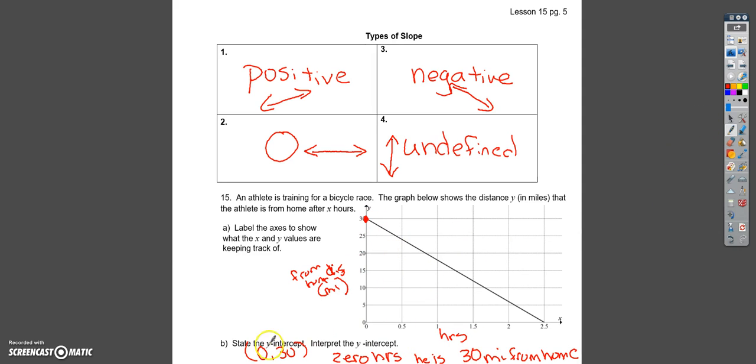The next one is going to say state the x-intercept. So the x-intercept would be right here, which would be 2.5, 0. So after 2.5 hours, he is 0 miles from home. So what we can say is it took 2.5 hours to go 30 miles.